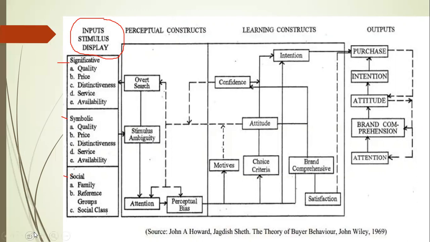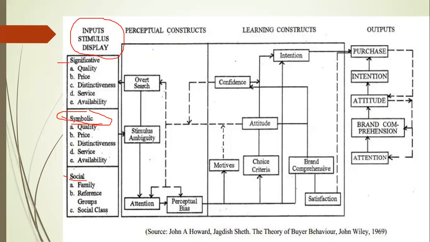Coming to the symbolic stimuli, these are used by marketers to represent their products in a symbolic form. These efforts are always made by the marketers or the firms, who talk about the quality of their product, price, distinctiveness, service, and availability. The third is social stimuli, generated by the social environment, such as family and friend groups. These lead to the input stimuli display.